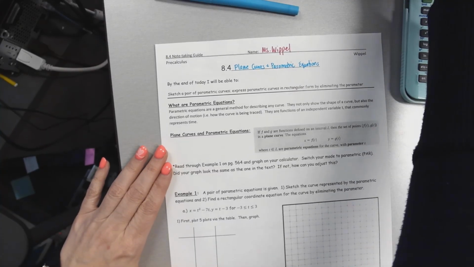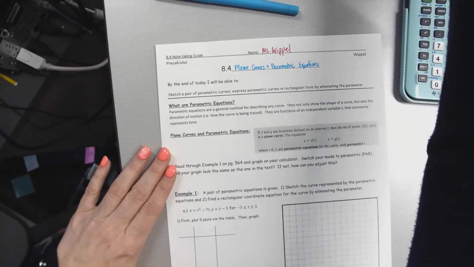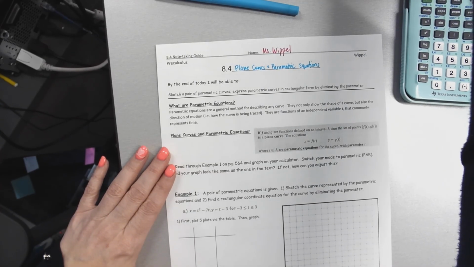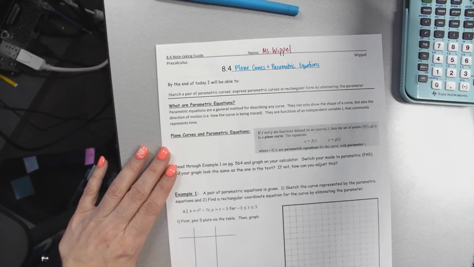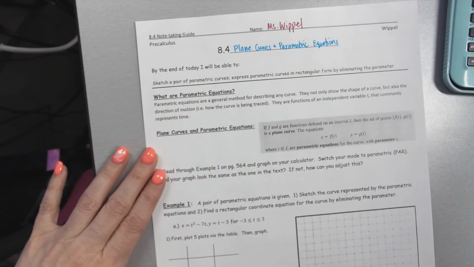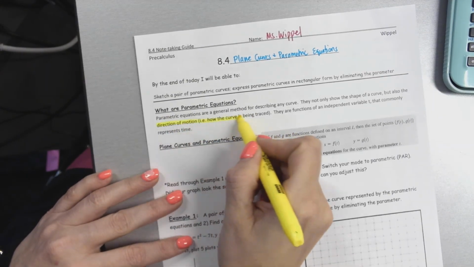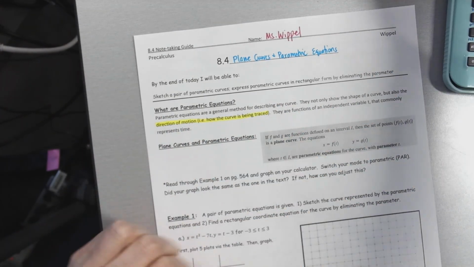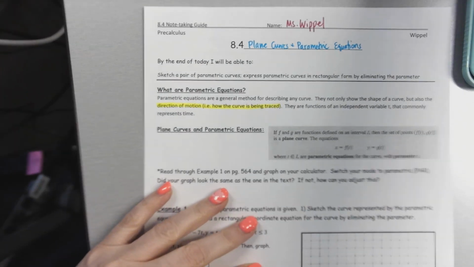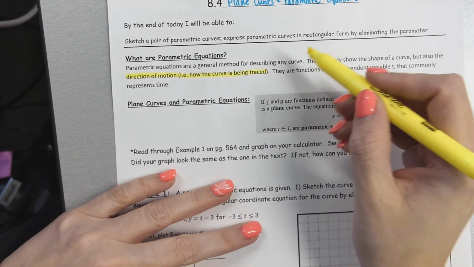And all parametric equations is a way to describe a curve. What makes them special is they don't just show the shape of a curve, they also show you how it's being graphed. So that's your direction of motion. And then like you guys saw earlier, they are functions of an independent variable t. And that is going to commonly represent time.